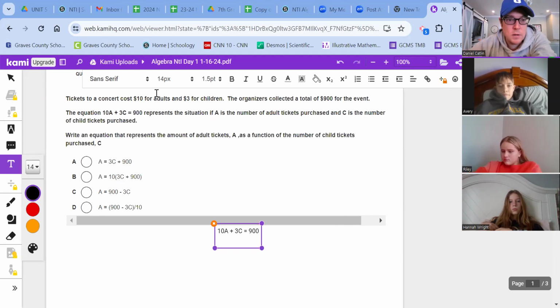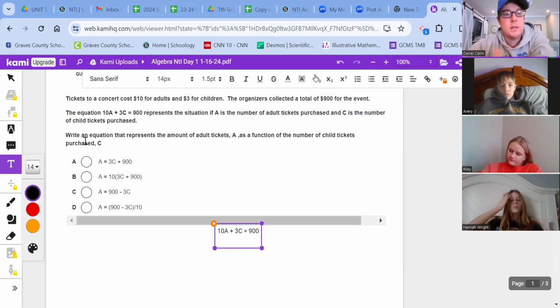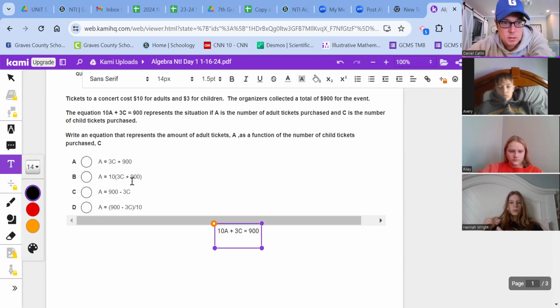So you're looking at this problem. I'm not going to read what's happening. It's $10 for adults, $3 for kids. They want to raise $900. And so this is the equation they write: 10A plus 3C equals 900. It's a pretty straightforward equation. But what we want to do is change it. We want to write it as a function of the number of child tickets purchased. So input is child tickets. We plug in C's, we do math, and then it spits out how many adult tickets we'd have to sell if we sold that many child tickets to make $900.